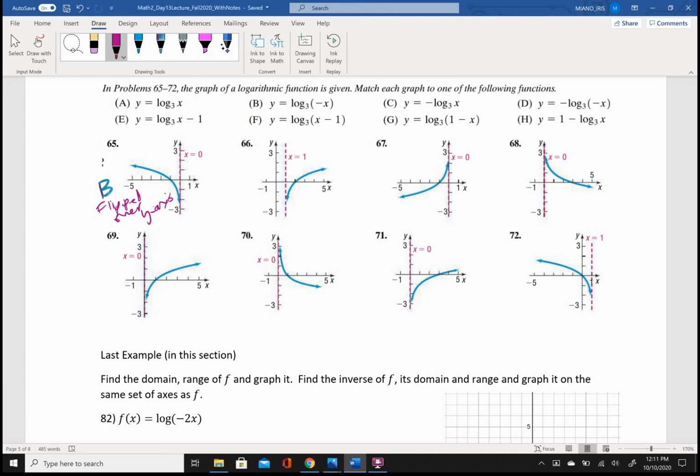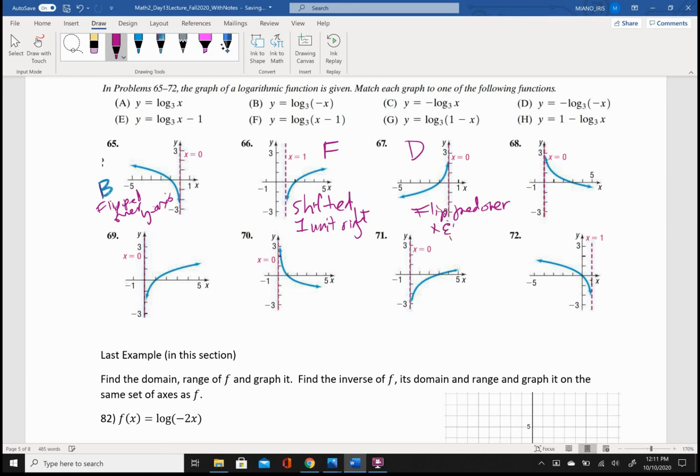Okay, number 66 looks like it's shifted 1 unit to the right. So which one of these functions looks like that? Well, that would be F, because it's shifted 1 unit to the right from the parent function. Again, 1 unit right. Okay, number 67, well, that one looks like it's flipped over the x and the y-axis. It looks like there was a double flip right there. And as far as the logarithmic functions listed are concerned, D appears to be one that's flipped over the x and the y-axis.